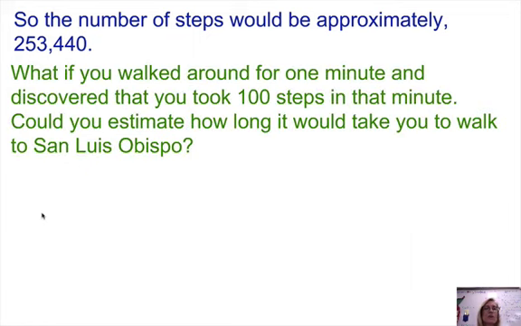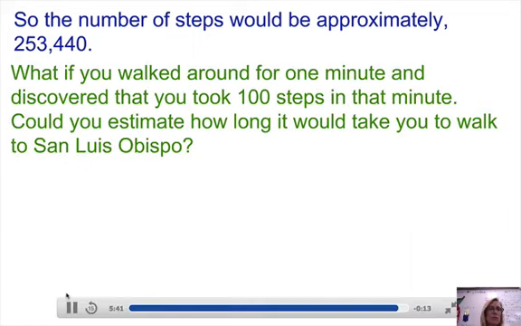253,440. So what if you walked around for 1 minute and discovered that you took 100 steps in that minute? Could you estimate how long it would take you to walk to San Luis Obispo? So again, this number here represents how many steps it would take to get there, and this number represents how many steps it would take you to walk in a minute.